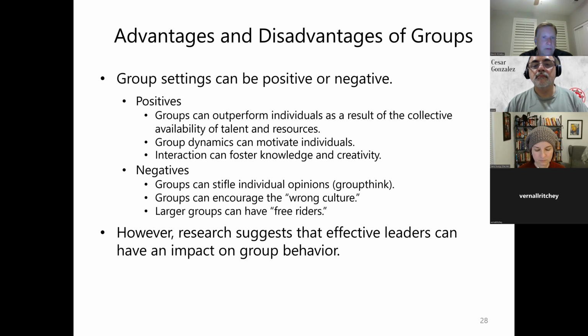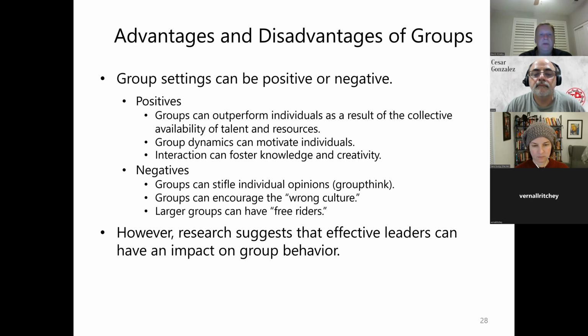But we also know there are negatives. Groups can stifle individual opinions when we get into a phenomenon such as groupthink. We know that groups can encourage the quote unquote wrong culture, that groups of people can get together and really stymie the ability of the leader to embed a culture into the organization. And we know the larger the group is, the more likely there will be free riders. There will be those rational, self-interested actors who try and maximize their benefits while minimizing their costs by not contributing to the organization and just deriving the benefits from the work of the groups that they belong to.